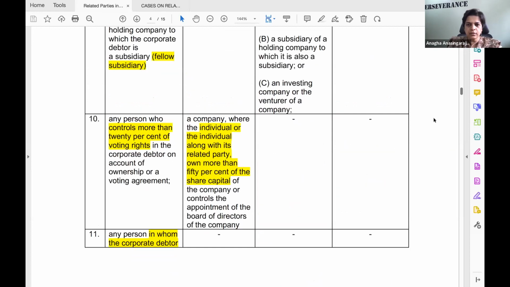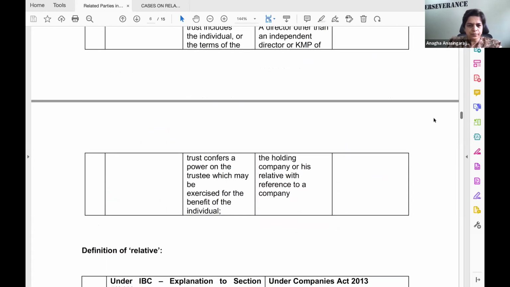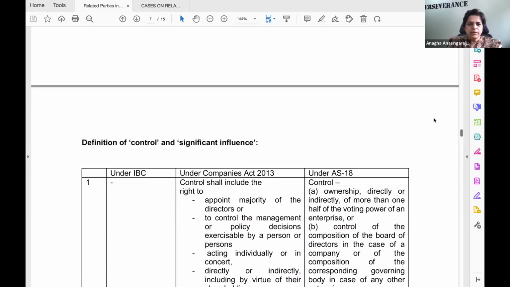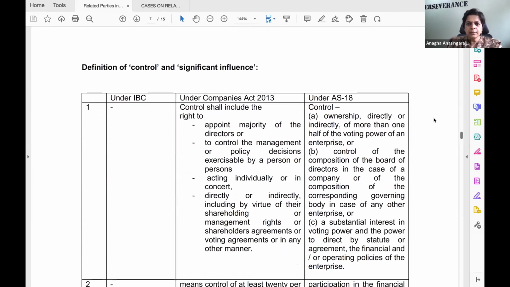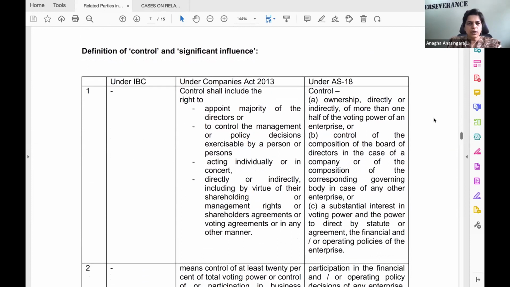Now this is further explanation, where we see whether these terms are also defined under the Companies Act or under the IBC. Under the IBC, the definition of control and significant influence is not there, but under the Companies Act, the term control shall include the right to appoint majority of the directors or to control the management or policy decisions exercisable by a person or persons. It shall include the right of acting individually or in concert, and directly or indirectly, including by virtue of their shareholding or management rights or shareholders agreements or voting agreements, or in any other manner.